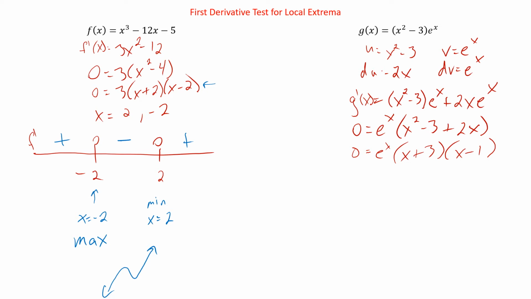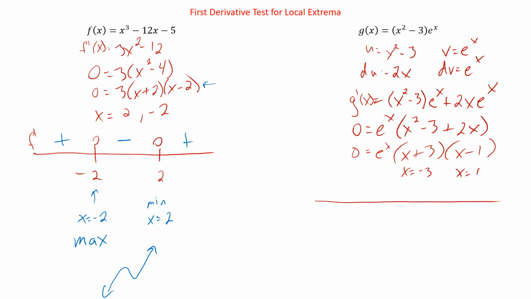So here we need this to equal 0. So we have x equals -3, x equals 1, and e to the x. How is e to the x going to equal 0? Well, that's not going to equal 0. e to the x will always be positive. It has an asymptote at 0. It'll get closer and closer to 0 when x is going to negative infinity, but it will never equal 0, so we don't have to worry about that.